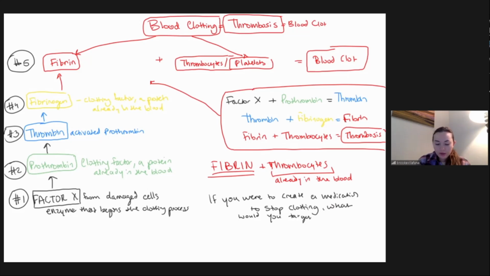So what do you think the best place to target clotting would be if you were to create a medication to stop clotting? Which of these would you target? Most medications block something. Okay, the prothrombin or the fibrinogen, you're saying, because they're already in the blood. So which of these is something that if we blocked the action of it, would stop everything else? So what if we stop it? We'll stop everything else from happening.